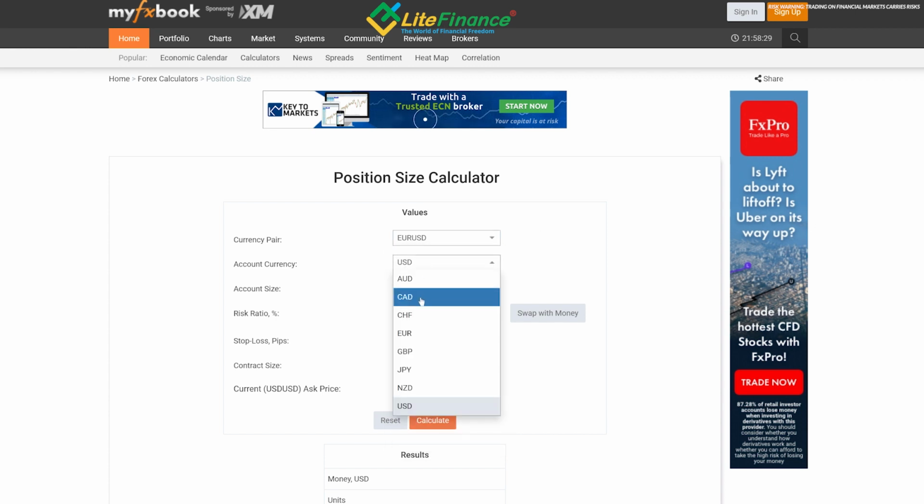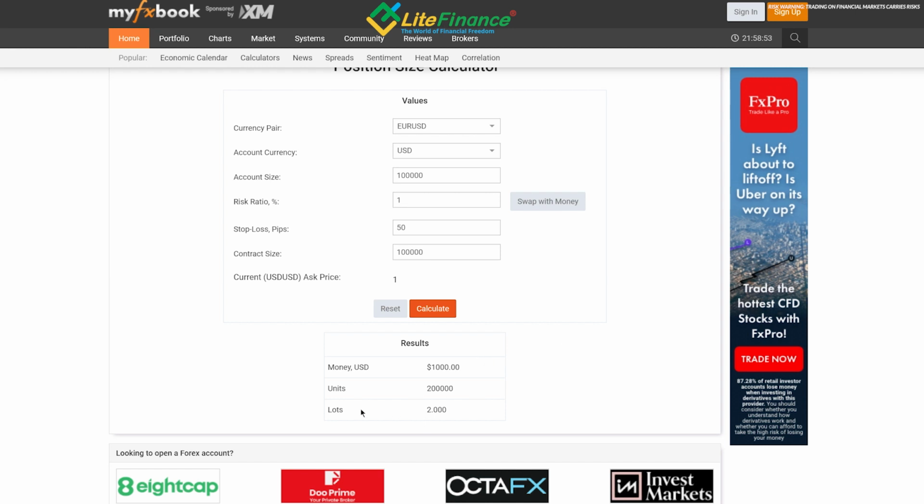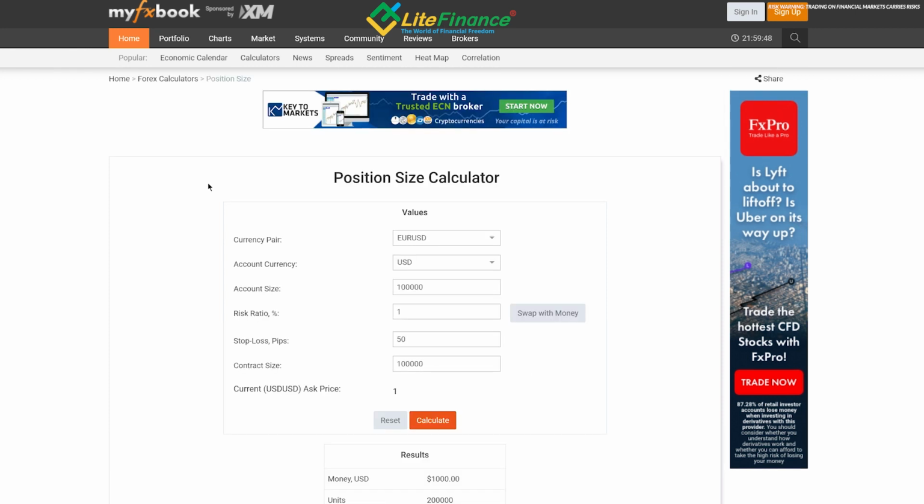You choose the account currency, the currency in which you currently have the account, and the amount of your capital. For example, let's choose $100,000, and you want to risk 1% for this particular trade. And in your strategy, you see that you will have to set a stop loss of around 50 pips, and the calculator will tell you in this situation that you could use 2 lots if you want to keep the 1% risk.